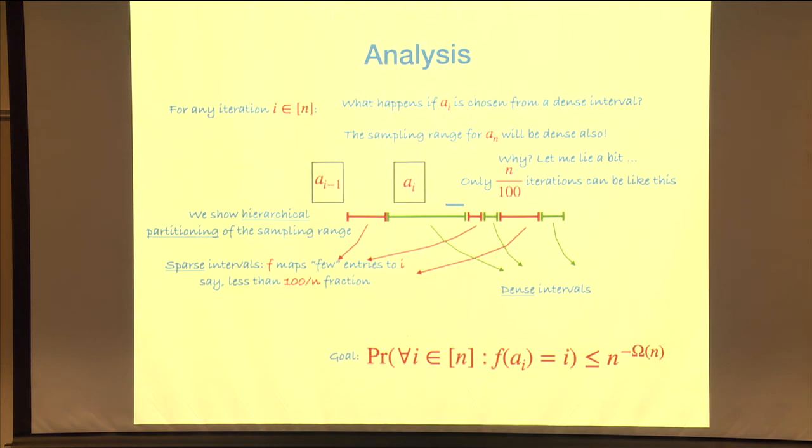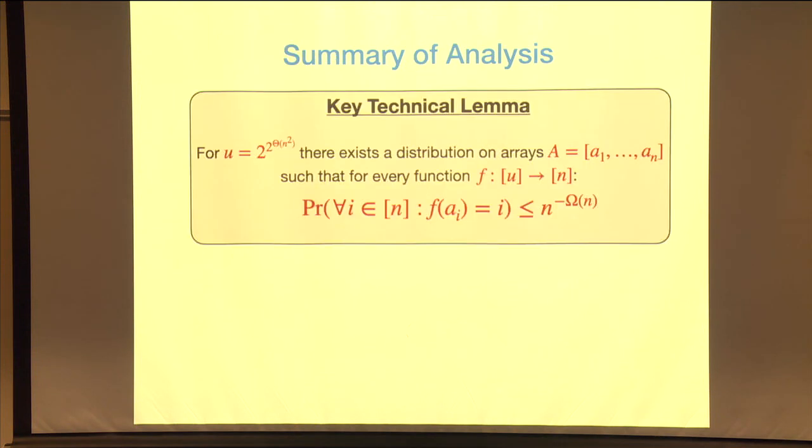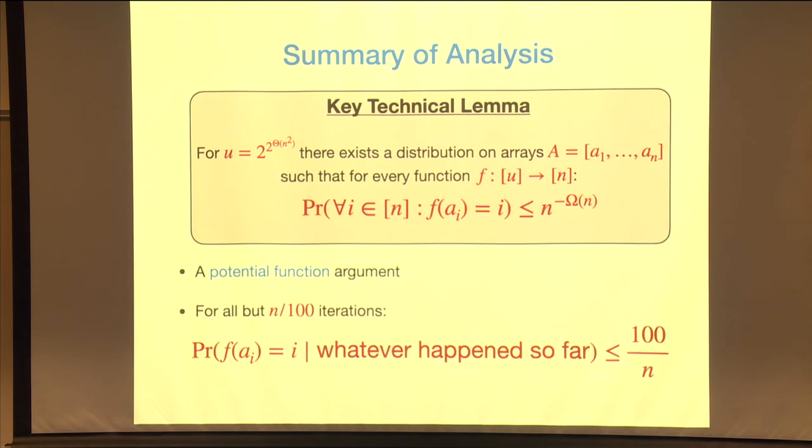The rest of the paper is 5 pages. This is like the rest of 20 pages. So I pushed through it very fast. The summary is that basically there is this potential function argument for all but n over 100 iterations. No matter what has happened, the probability that I get i will be 100 over n.